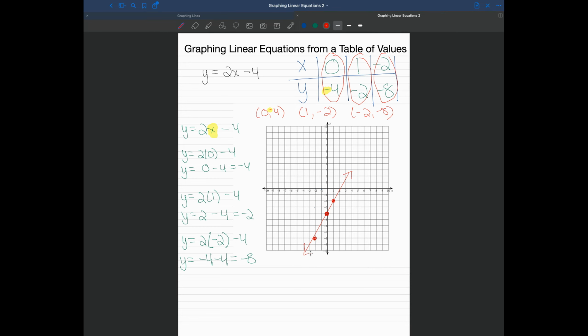And that's why I picked 3 points. If we graph one of our points wrong and we only picked 2, we would have been able to make a line, but we wouldn't have known that we had possibly made a mistake. So by picking 3 points, if you make a mistake, it's going to be noticeable to you.